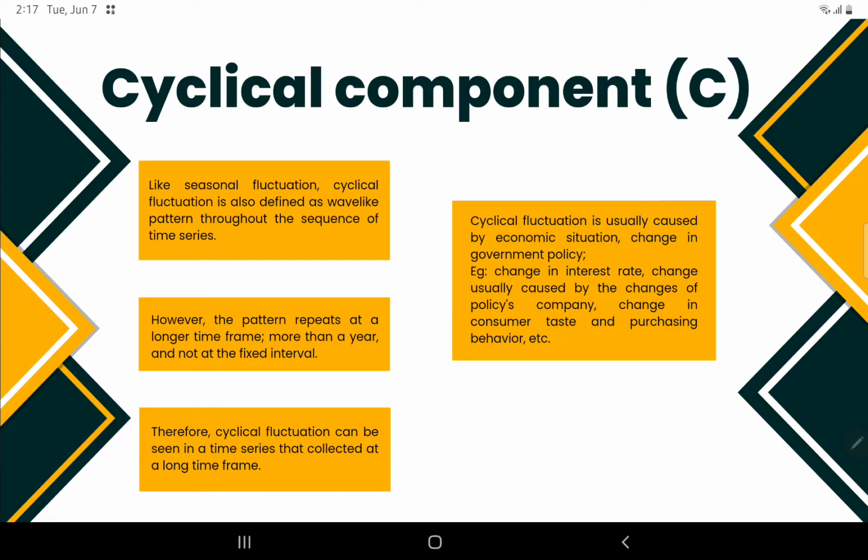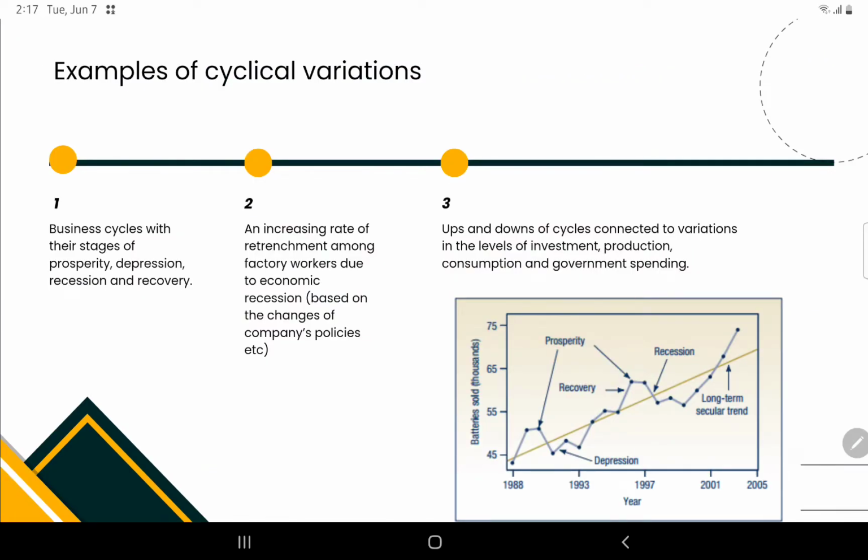Okay, tapi bukanlah setiap tahun pattern yang sama. Okay, and change in government policy, government policy berubah, so dia akan berubahlah dia punya graph. Okay, example, the change in interest rate, the change usually caused by the change of company policies. Okay, the change in customer taste and purchasing behavior. Okay, these are the examples of cyclical variation tadi.